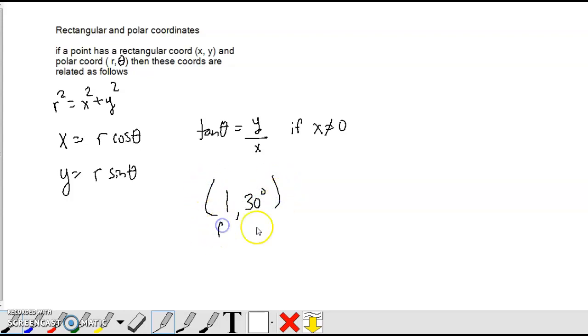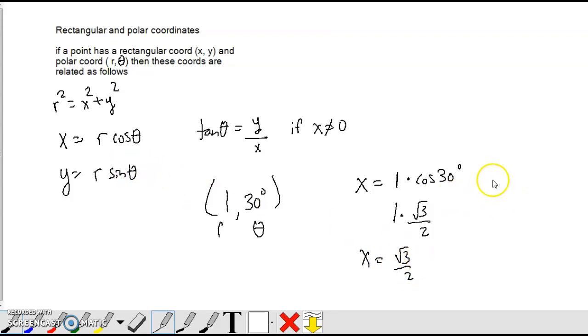So 1 is my r, and 30 is my theta. Obviously I can't use this equation yet, so I have to plug in what I know. I'm going to say x is equal to my r, which is 1, times the cosine of 30 degrees. What is the cosine of 30 degrees? Root 3 over 2. If I multiply those together, I get x is equal to root 3 over 2.